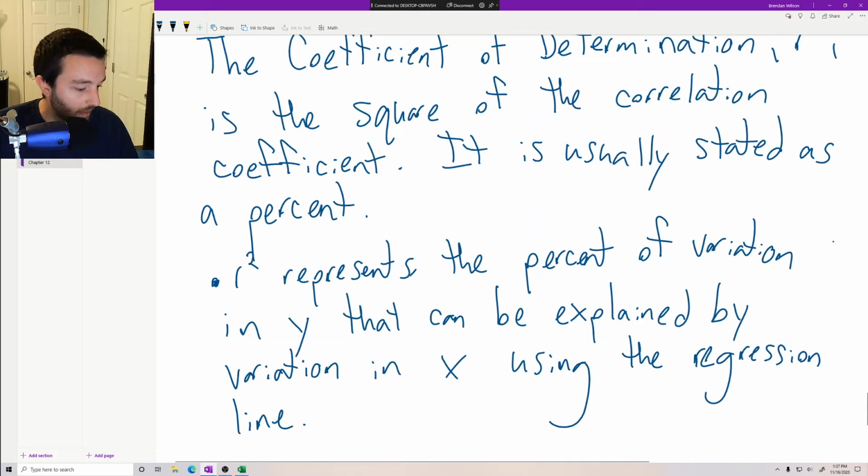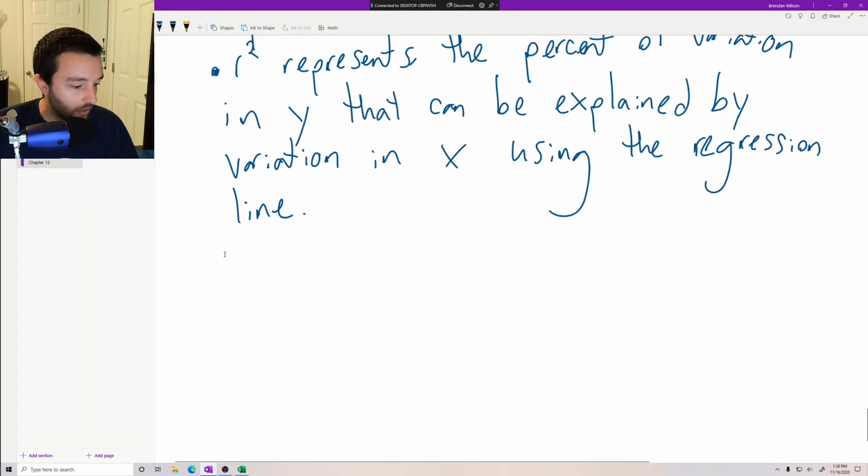So that is the end of 12.3. Let's go back and go into 12.4 now. This is where we're actually going to test whether there's a good correlation or not.